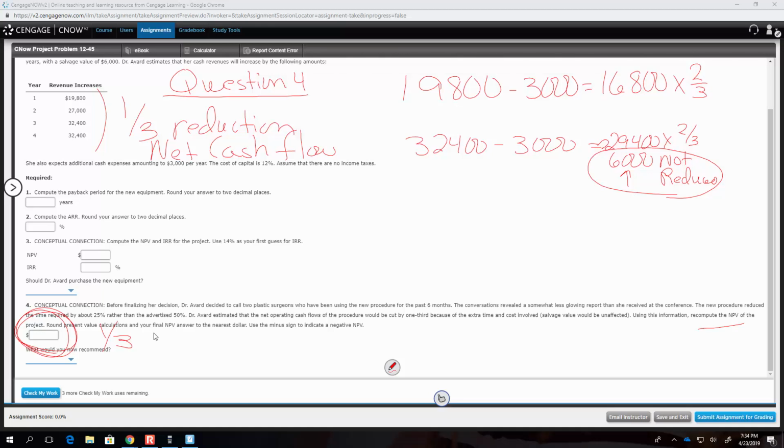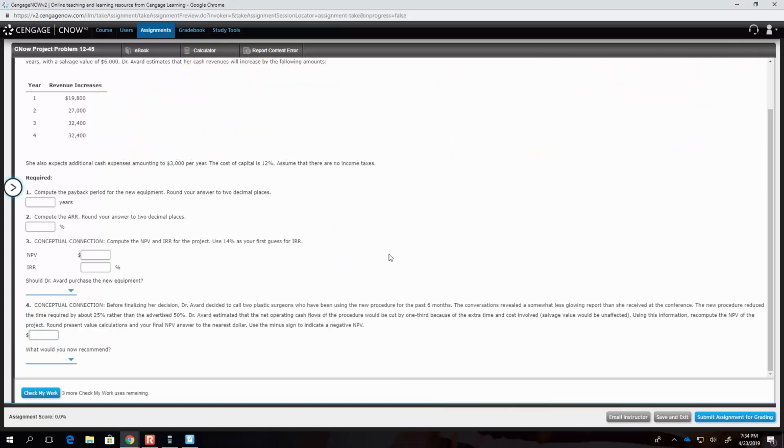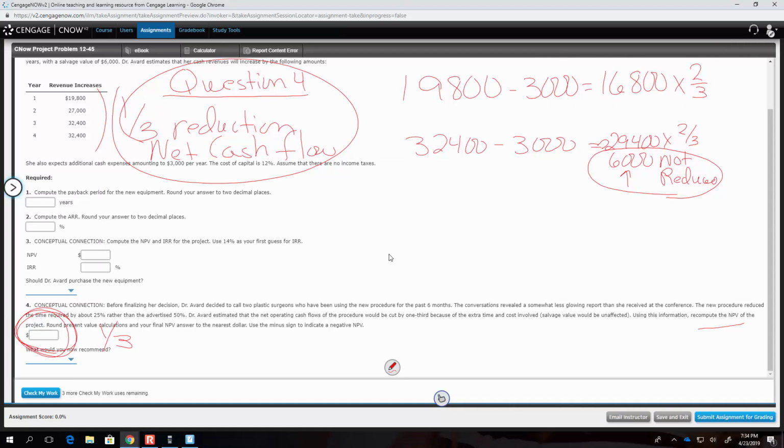So I'm going to screen capture this. This 1/3 is only for question 4, right? Not the other 1, 2, 3. Just for question 4. How's it going to work? Is it going to work? All right, that's the goal. See how you do. Let me know if you have questions, right?